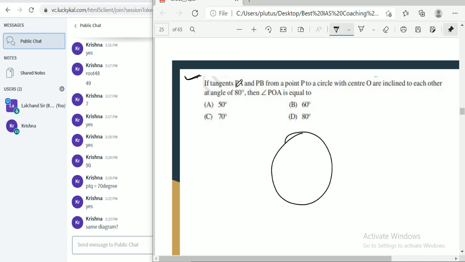Okay, so let us try to make the diagram first. This is a circle, and from an external point P, we have drawn two tangents, PA and PB. O is the center. They are inclined to each other at 80 degrees. So this angle is given to us this time, 80 degrees. And we need to find this angle, POA. So we need to find out the value of this angle.